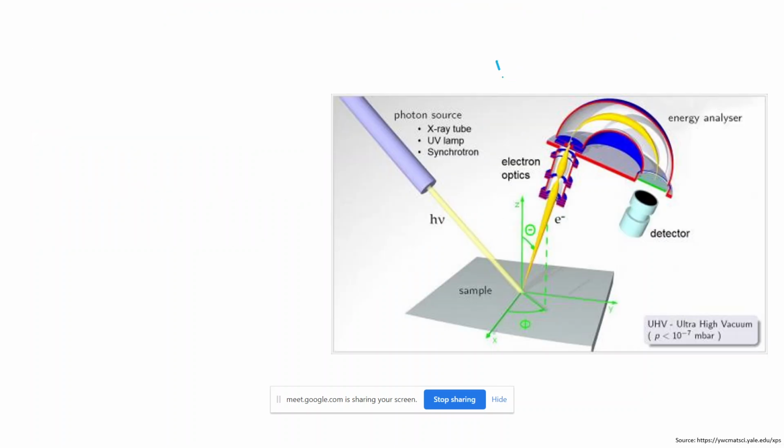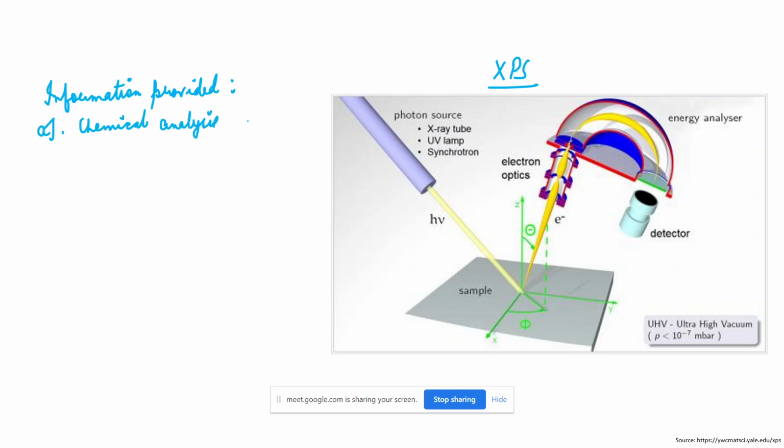So this is the basic setup of our XPS. What information is provided by X-ray photoelectron spectroscopy? As I mentioned earlier, first is the chemical analysis at the surface. When I say chemical analysis at the surface, I mean the composition of the elements constituting your sample surface, and through XPS you can also know the chemical bonding state.